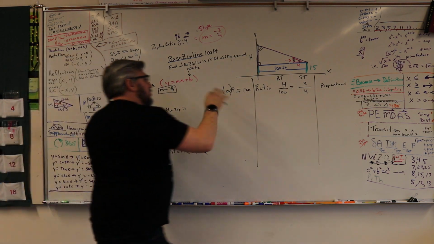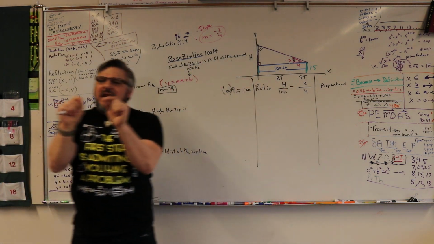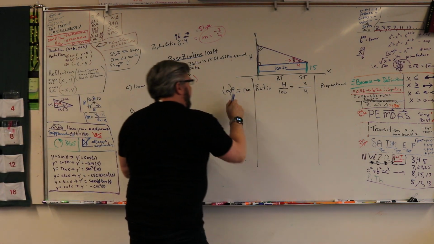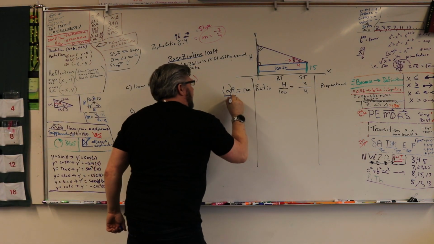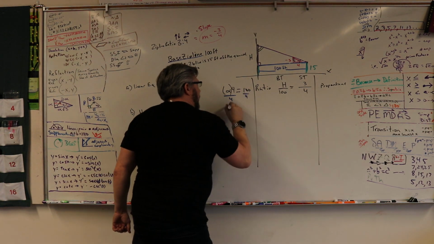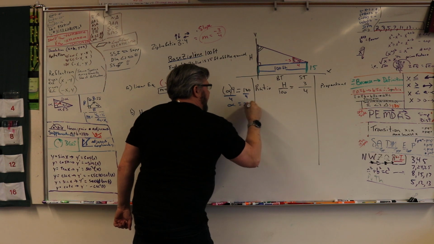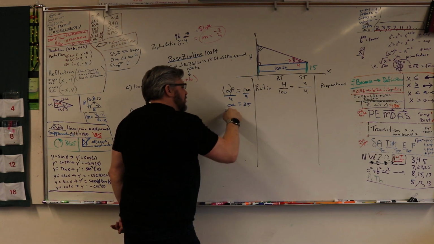So these are two different ways to do the same thing, okay? So what's your first step over here? You're going to divide by 4. And like you said, you get alpha is equal to 25. That is your ratio.